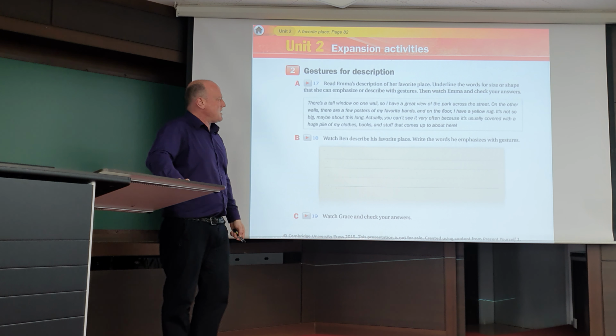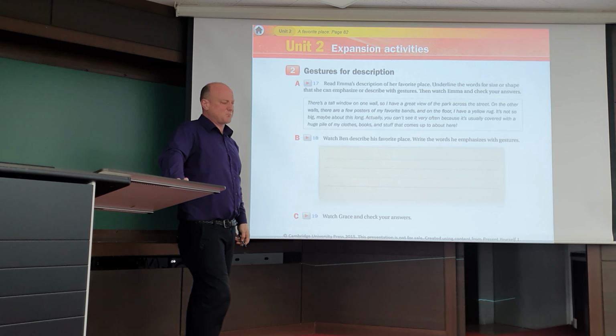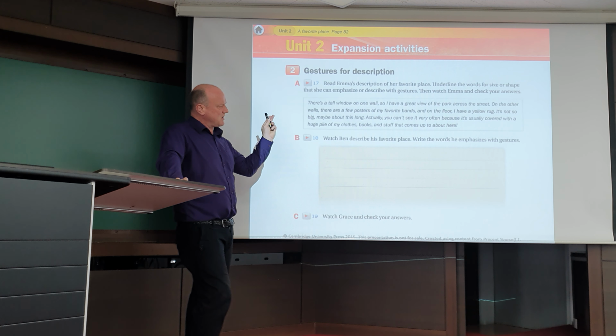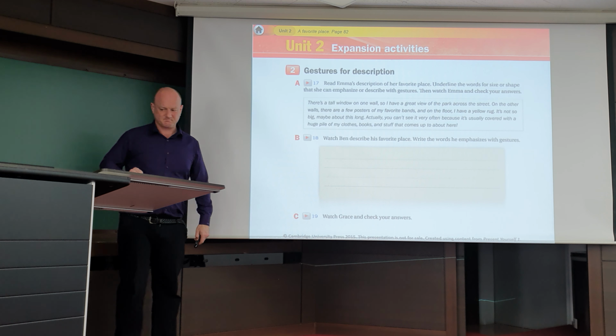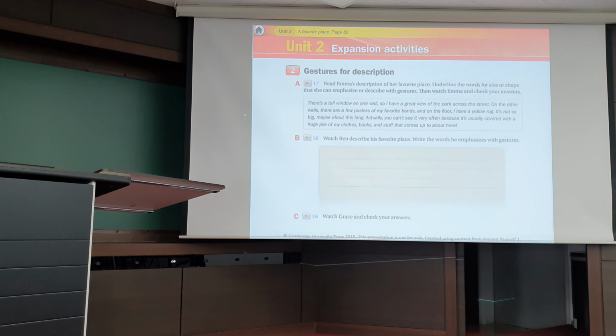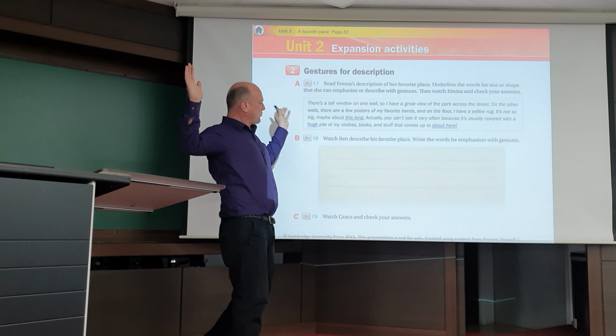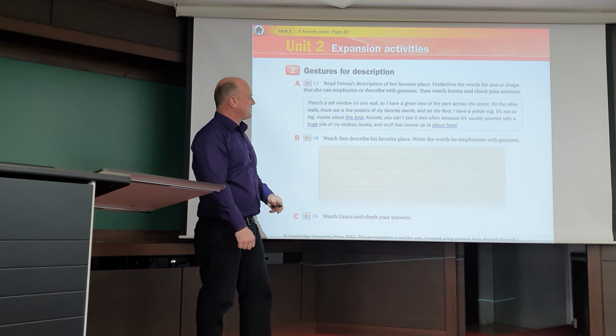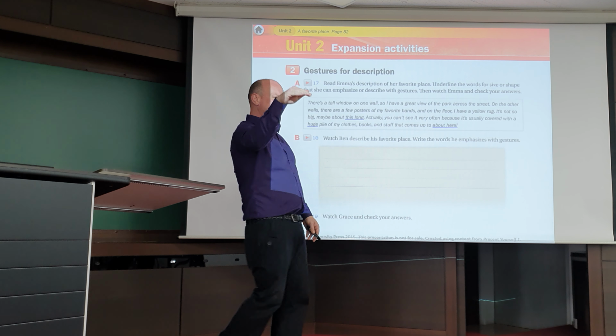So read Emma's description of her favourite place, underline the words for size or shape that she can emphasise or describe with gestures. Then watch Emma and check your answers. Okay, and here we go: maybe about this long, with a huge pile of my clothes and stuff that comes up to about here.